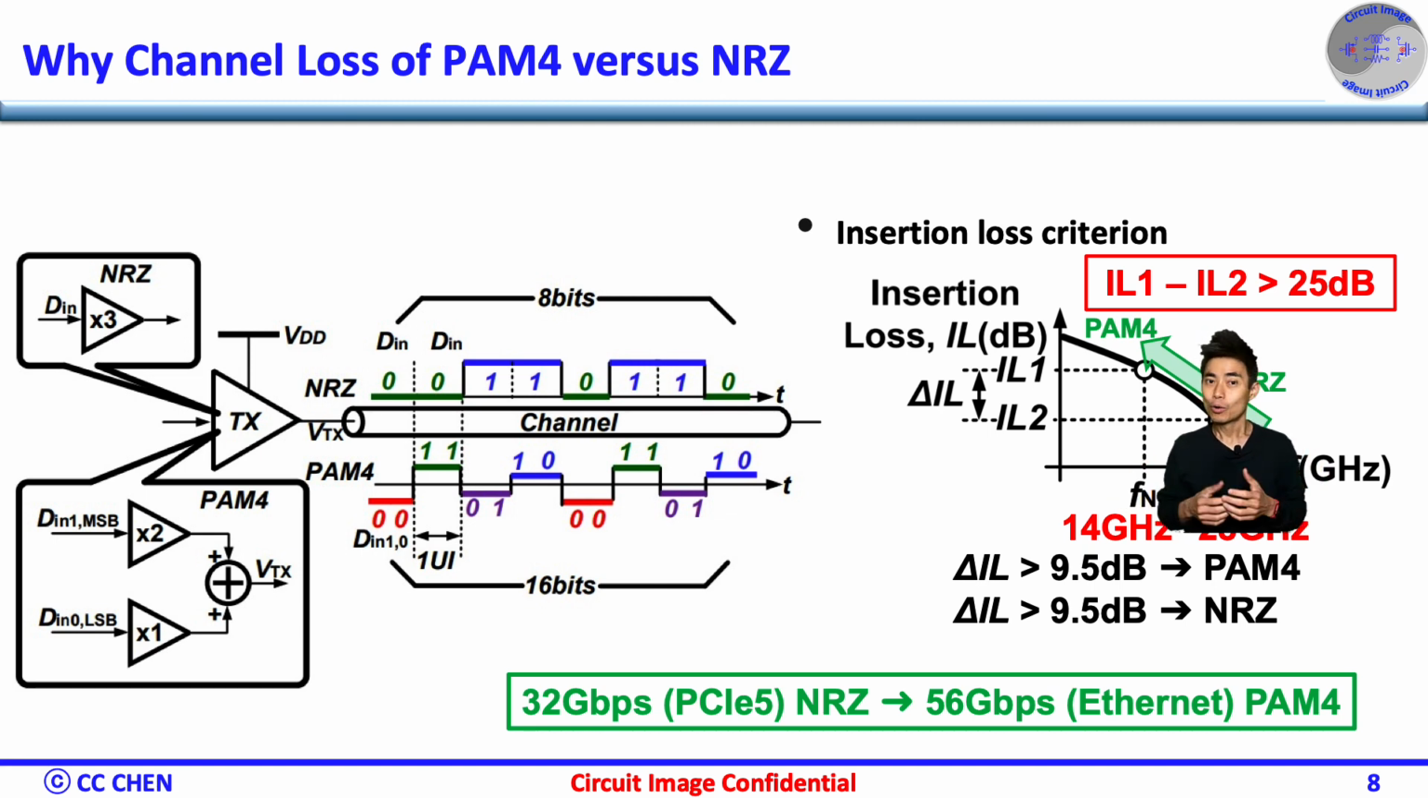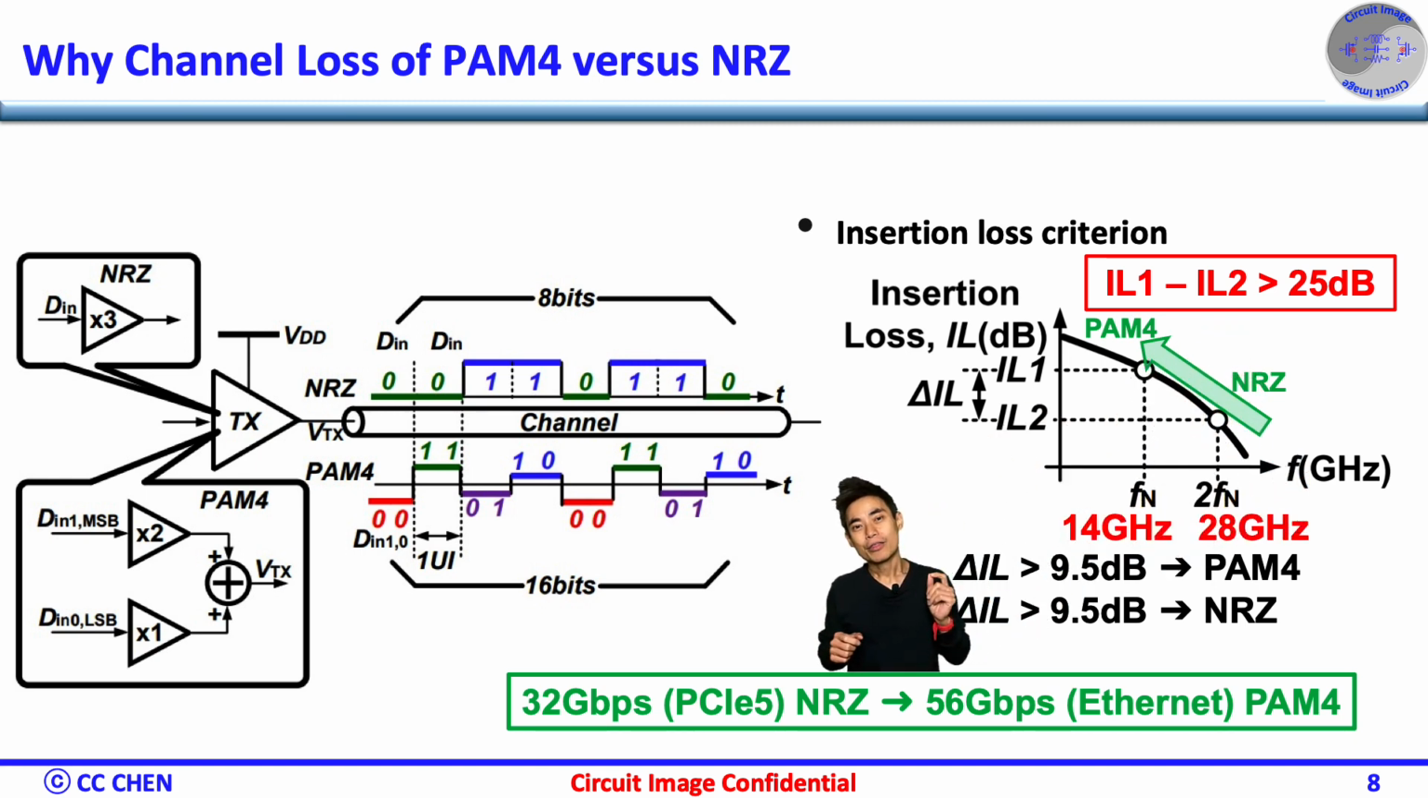This may explain why everyone goes to PAM4 if the data rate is moved to 56 gigabit per second Ethernet from 32 gigabit per second PCIe 5.